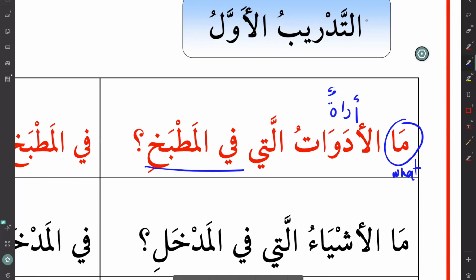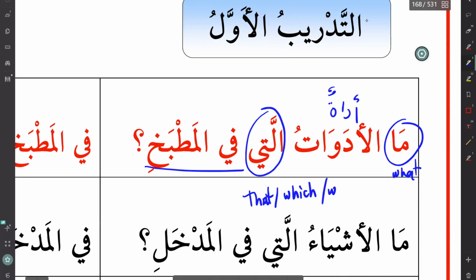Okay, so for example, if we say what are the appliances? What are the appliances? Allati. So allati is a relative pronoun, okay, a relative pronoun that you can translate as that or which, and sometimes it can also mean whom.